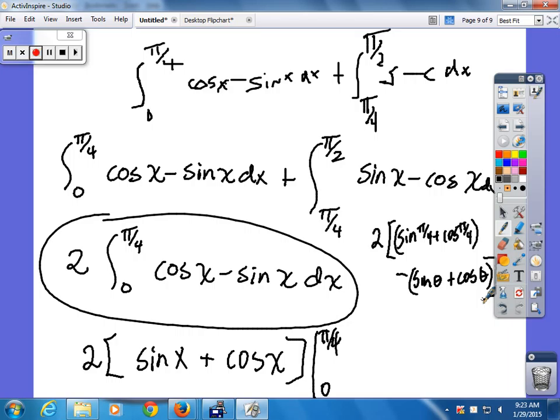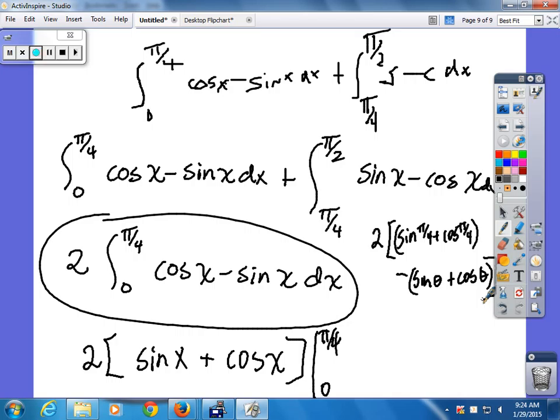Now, what's pi over 4? Dang old 45 degrees. Now, let's say that you've forgotten all that stuff. Just say 45 degrees: 1, 1, square root of 2. And then just find the sine and the cosine, or whatever you need. So what's the sine of 45 degrees? Square root of 2 over 2. So put that in there. What's the cosine? Square root of 2 over 2.